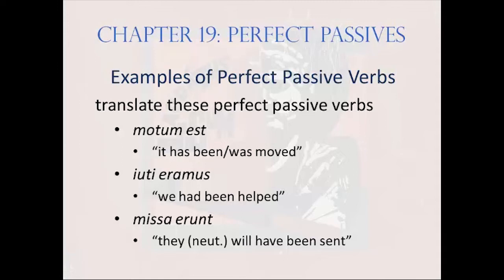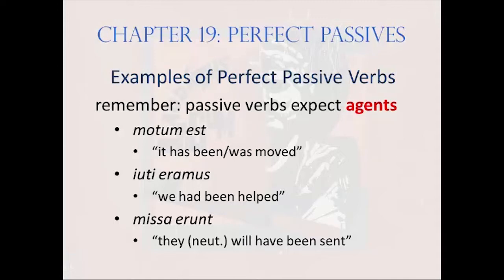Now let's look at another important aspect of perfect passive verbs. When translating verbs, you should always think ahead to what will follow the verb, what the verb expects. In this case, these are all passive verbs, therefore, they expect agents. So, let's look at some examples of how agents might be added on to these particular passive forms.